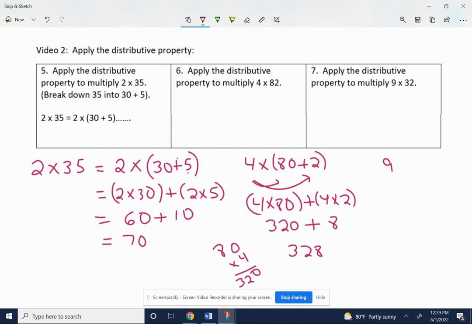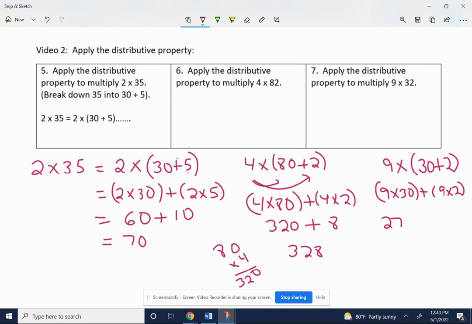Okay, so I'm going to think of 9 times 32 as 9 times 30 plus 2. I want to take 32 and break it apart into 30 plus 2, because if I did that, I could take 9 times 30, I could take 9 times 2, and I could take those two answers and add them up together. Okay, 9 times 30 is 270. 9 times 2 is 18. I could add those together to be 288.